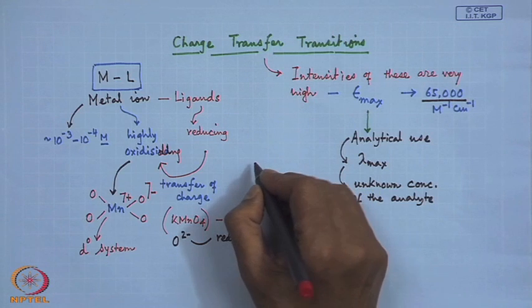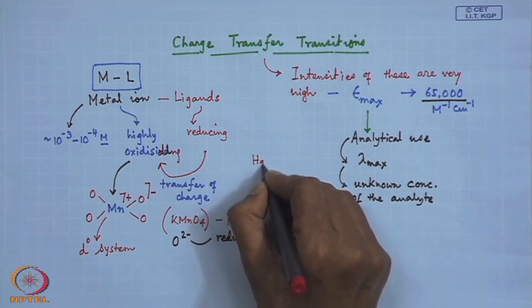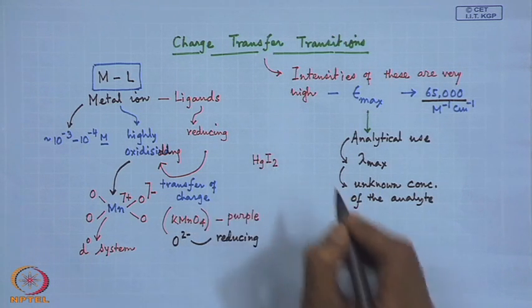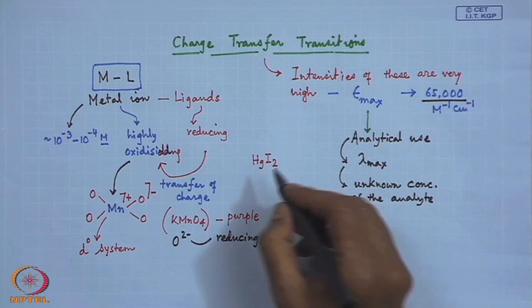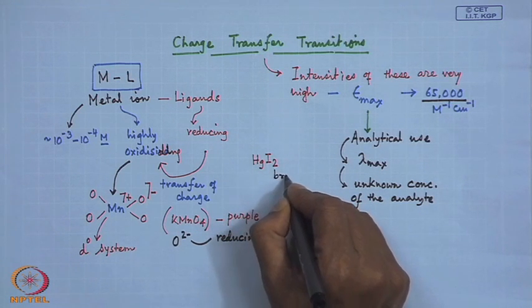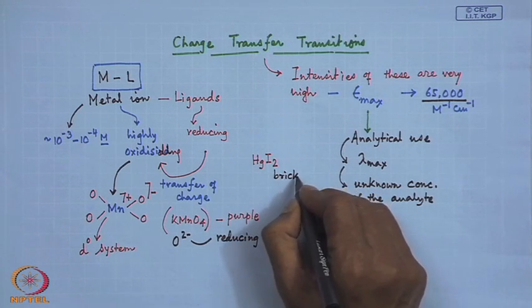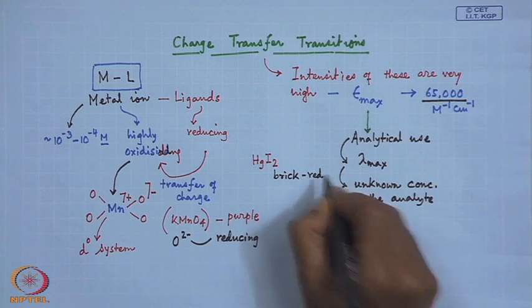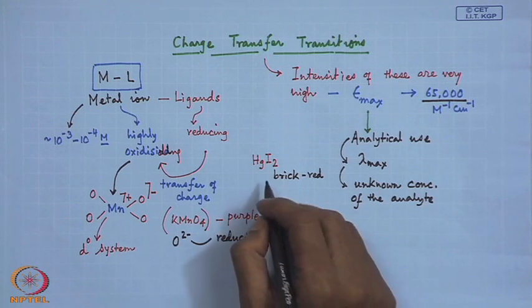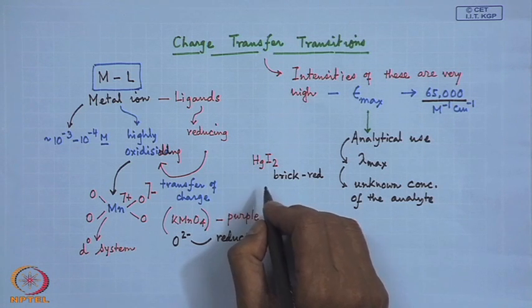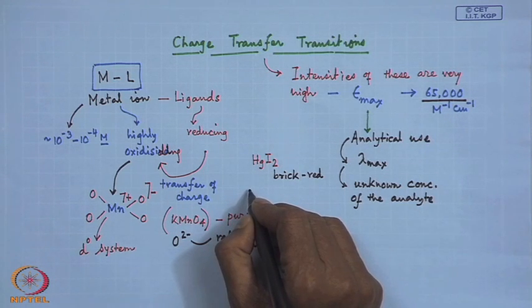Similarly, mercuric iodide can also be another example of this type of compound, showing a charge transfer transition which is brick red in color. So, we see that these colorations are in the visible region and they are highly intense.